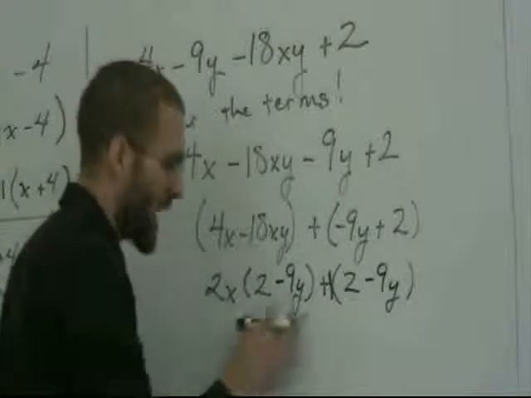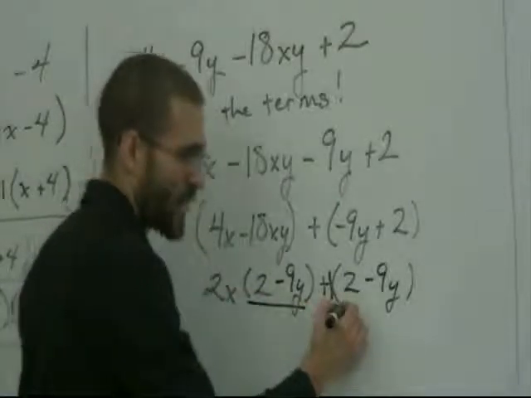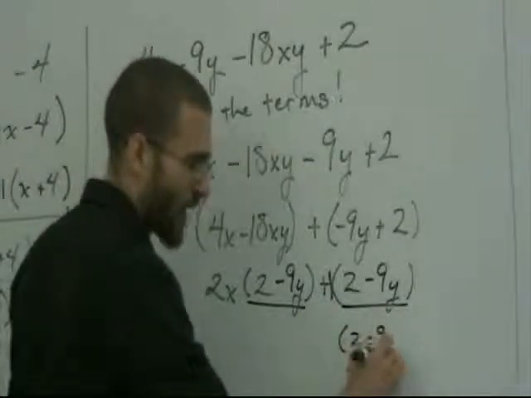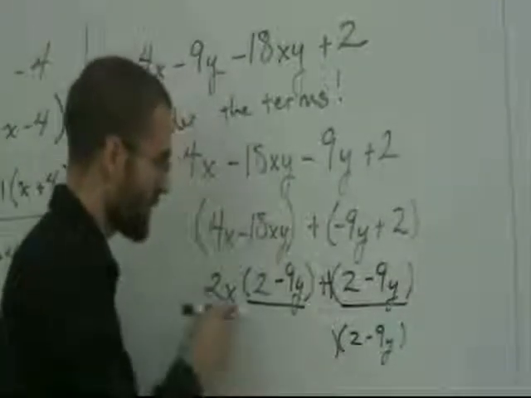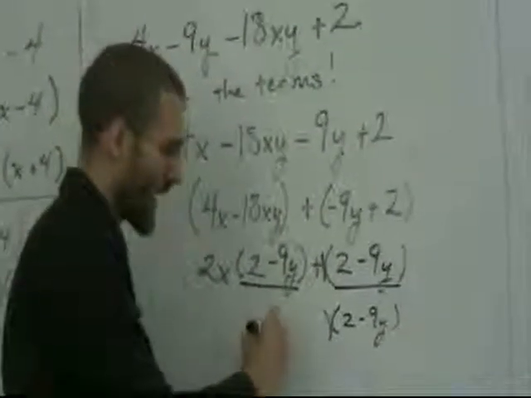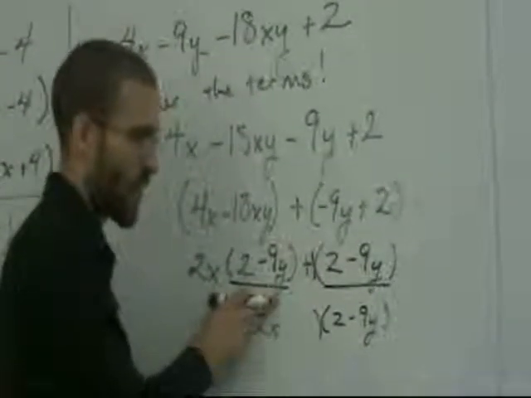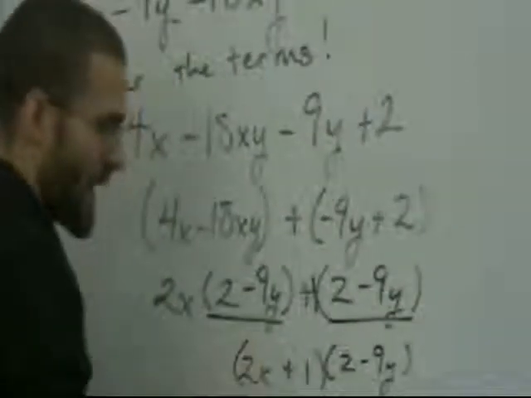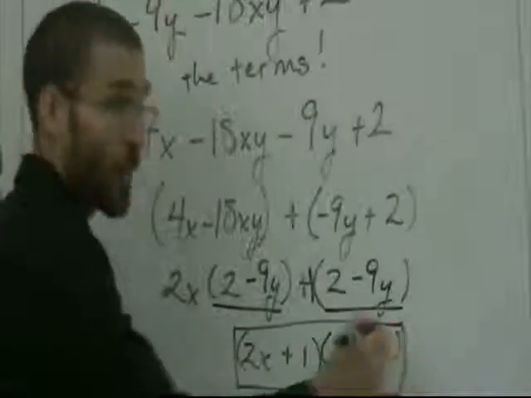And now I factor out the 2 minus 9y that's in the first term and is in common with the 2 minus 9y in the second term. You can pull it out towards the back, or you can pull it out towards the front. But when I do that, I will be left with 2x is all that's left in my first term, this big long term. And the only thing that's left in my second term is a plus 1. And there is my factorization. Hope you've enjoyed it.